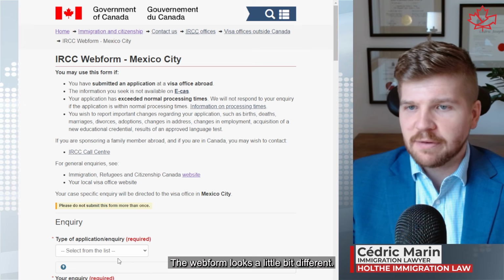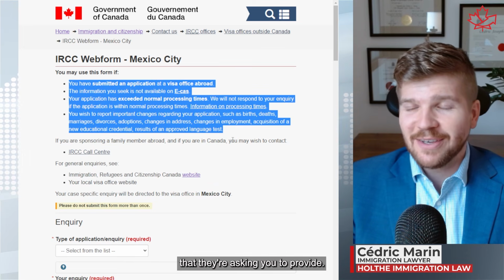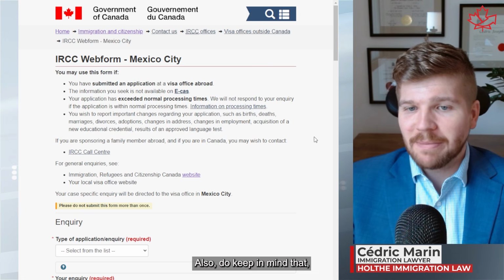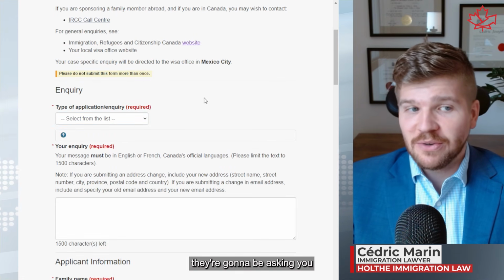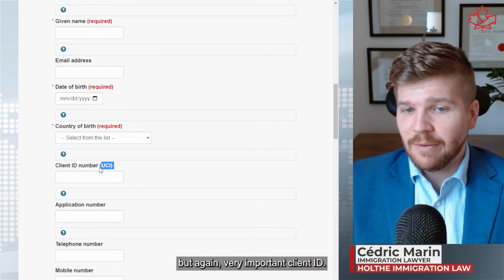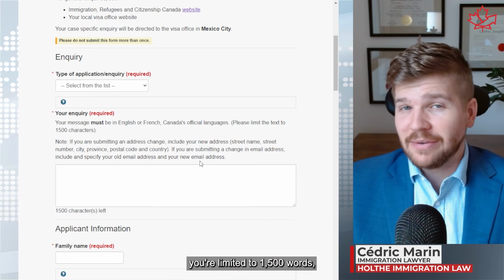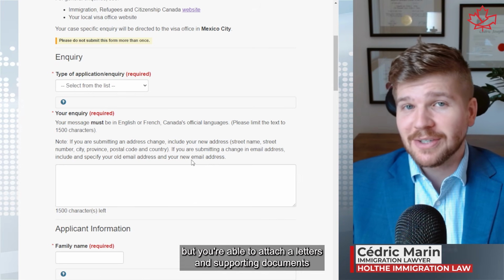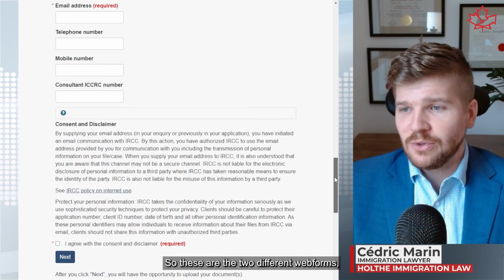The web form looks a little bit different. Again, keep in mind that there are various requirements here that they're asking you to provide. Also, to properly fill out this information, they're going to be asking you what type of application you're making, and this form looks quite similar. But again, very important, client ID and the application number. Again, you're limited to 1,500 words, but you're able to attach letters and supporting documents once we complete the information. So these are the two different web forms.